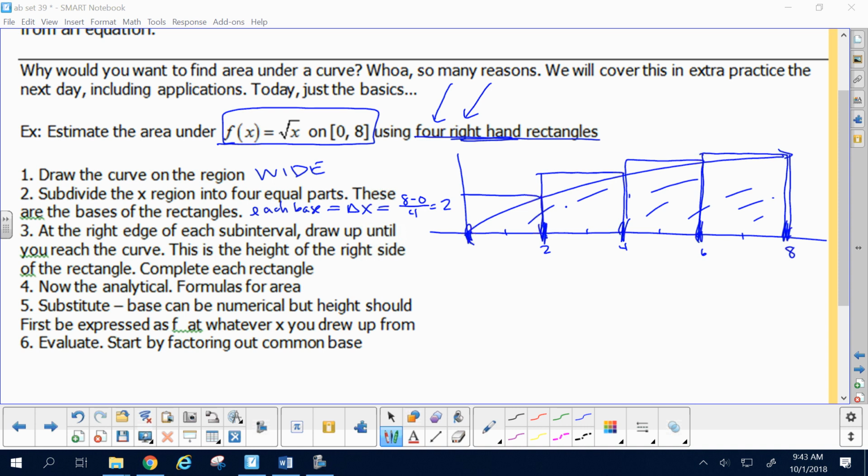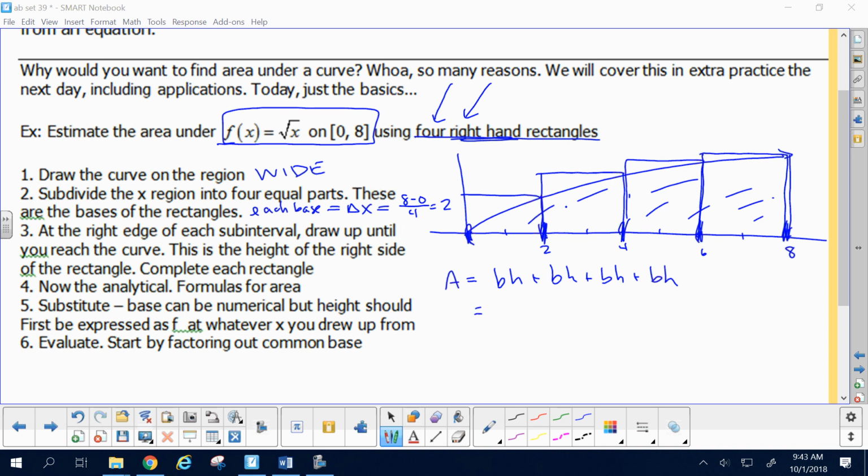Now making the calculations. The area is 4 rectangles. Using the old formula, substitute, evaluate, that you learned way back in Mr. Carlson's class. Or my class? No, I didn't have any of you.